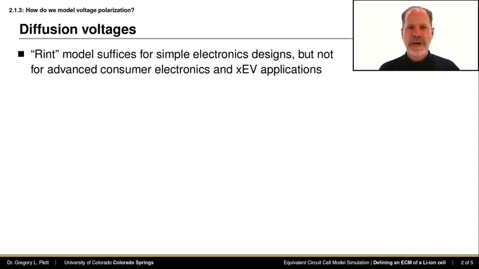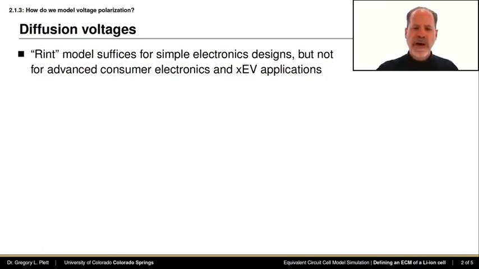This simple R-int model is vastly better than the previous model, because the previous model did not include any measure or metric of the cell resistance. In fact, this simple model is often good enough or sufficient as a basis for creating simple electronics designs for circuits that include battery cells.